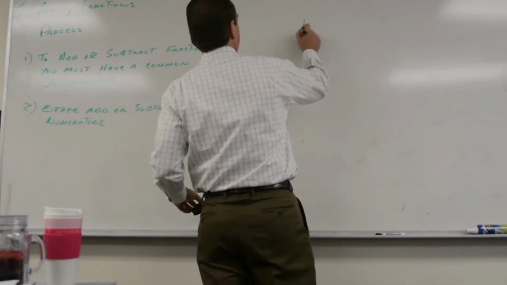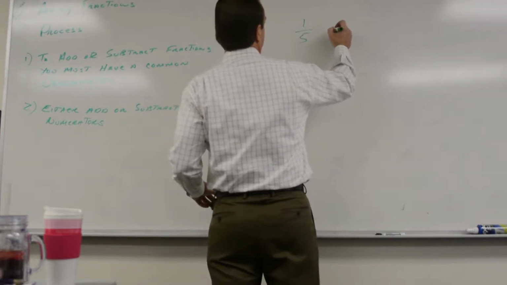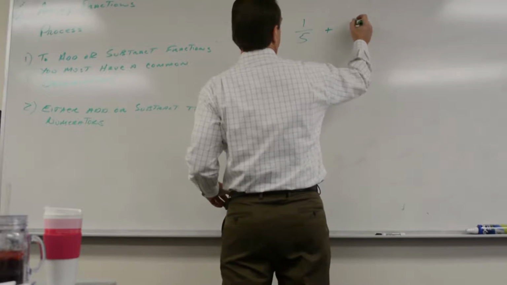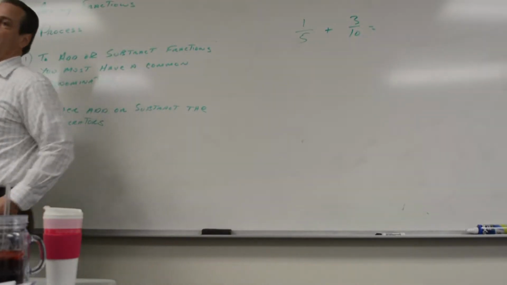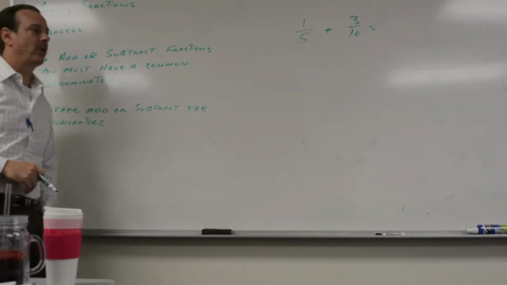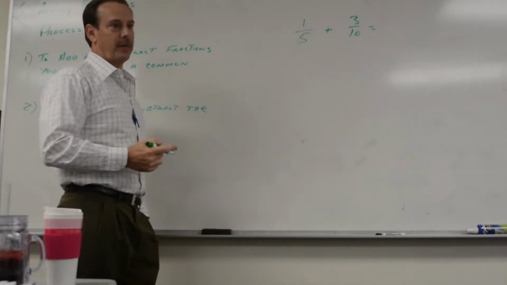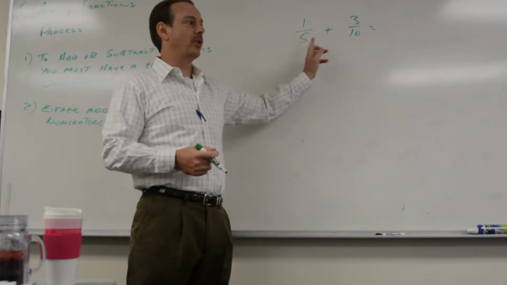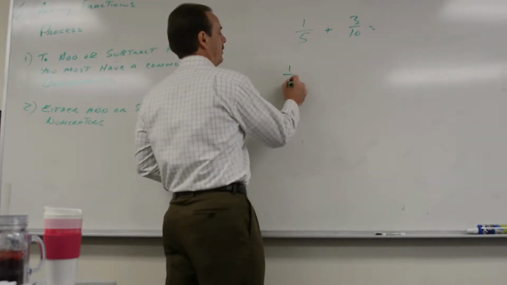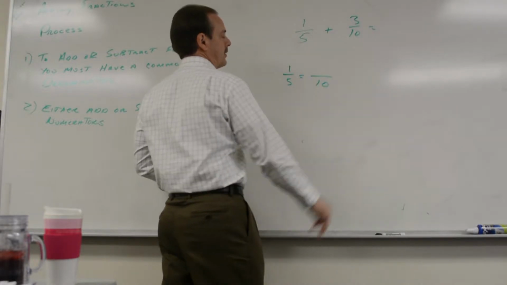Let's say I got 1/5 plus 3/10. Can I add those two together? No. All right, so what do I have to do? Find the common denominator. Well, 5 goes into 10, right? So I know I could change fifths to 10. So let's take this 1/5 and change it to tenths.